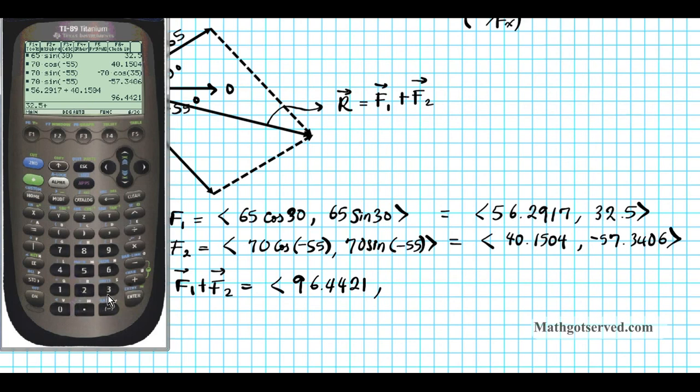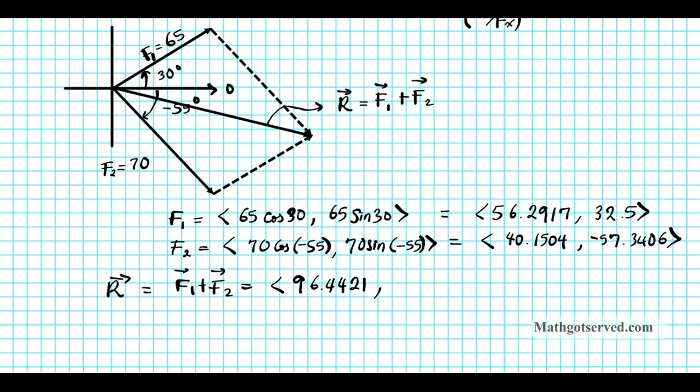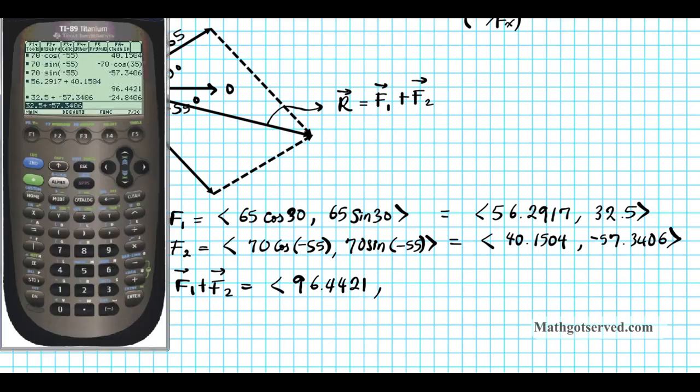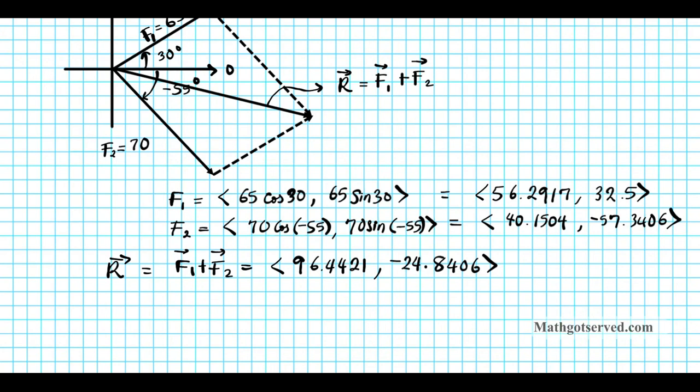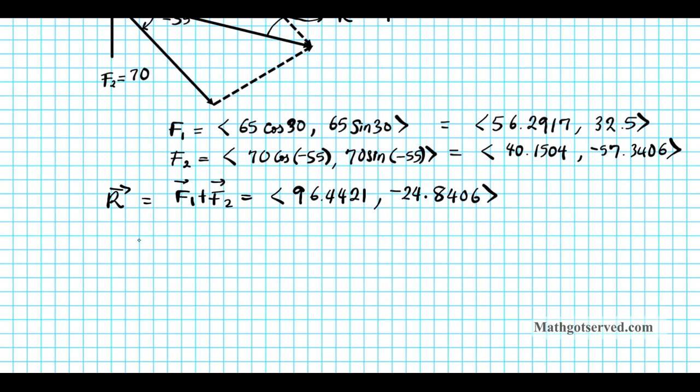Alright, now let's find the magnitude. To find the magnitude of vector r, that's simply going to be done by taking the square root of the x component of vector r squared plus the y component of vector r squared, the square root of the sum of the squares. So 96.4421 squared plus negative 24.8406 squared.